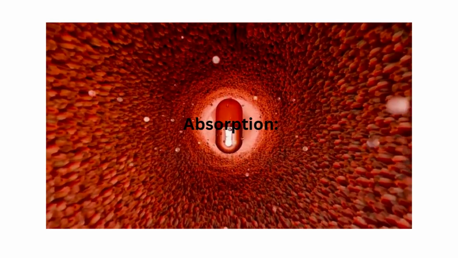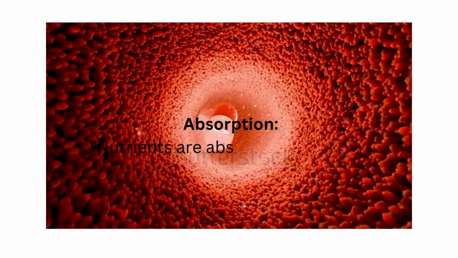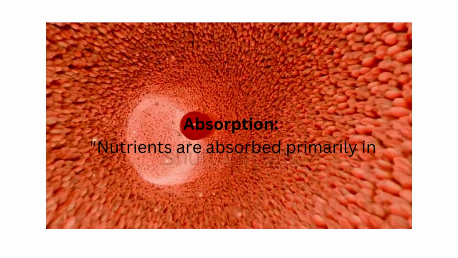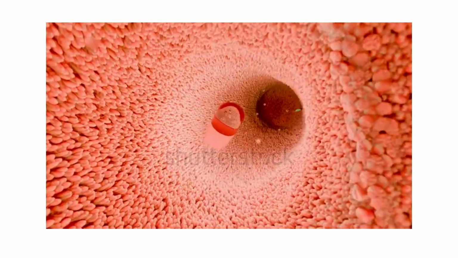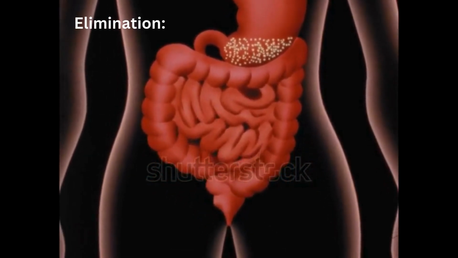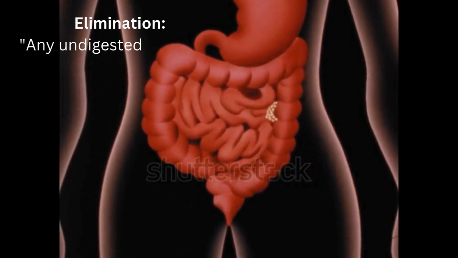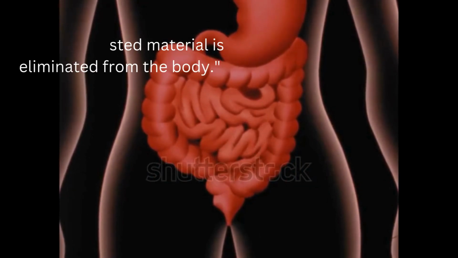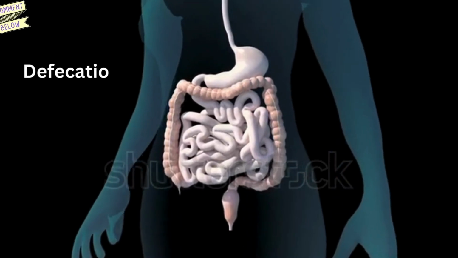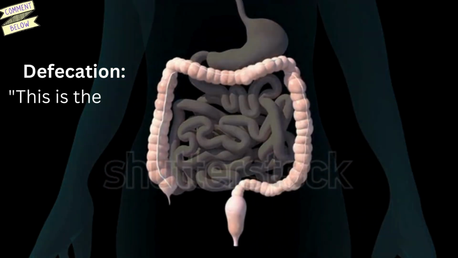Absorption. Nutrients are absorbed primarily in the small intestine. Elimination. Any undigested material is eliminated from the body. Defecation. This is the final act of expelling waste.